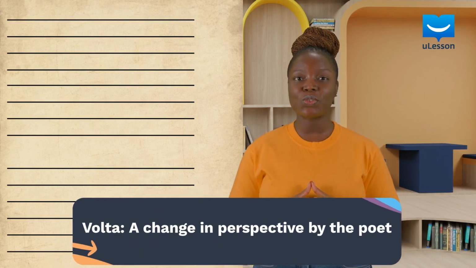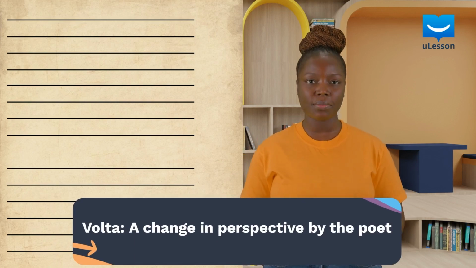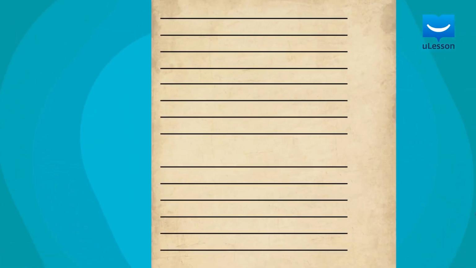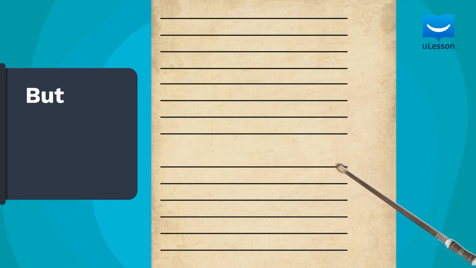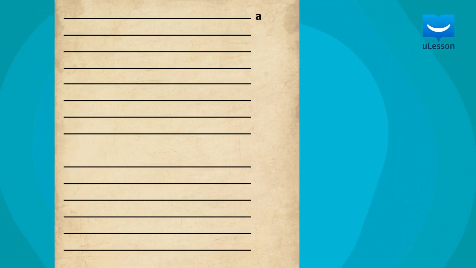A volta is where we notice the poet changes his or her perspective. The volta is usually between the octave and sestet. It is indicated by words like but, yet, or and yet. The rhyme scheme is usually A, B, B, A, B, B, A, C, D, E, C, D, E.